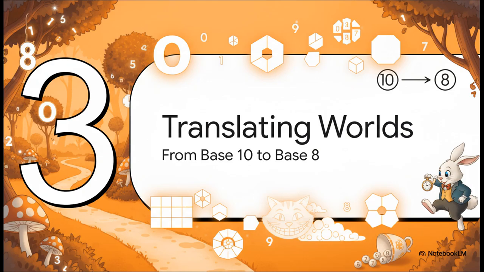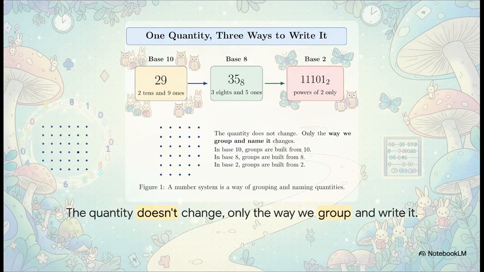How do we take an amount we understand in our system and write it down in this new language? Now, this is maybe the most important thing to wrap your head around. The actual amount of stuff, the quantity of dots here, it never changes. It's fixed. The only thing that's different is how we decide to group them and what name we give that grouping. Our system's default is groups of 10. The octal system's default is groups of 8.